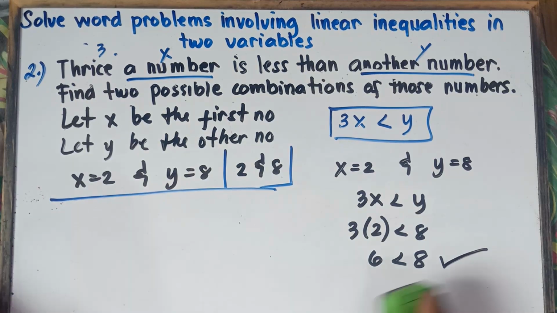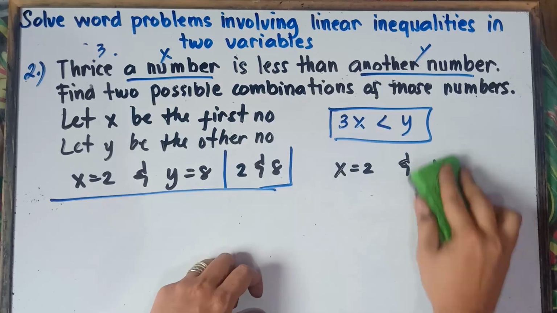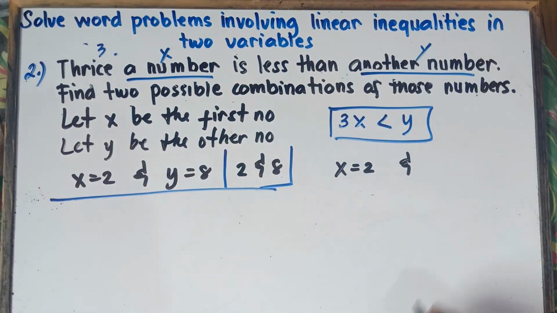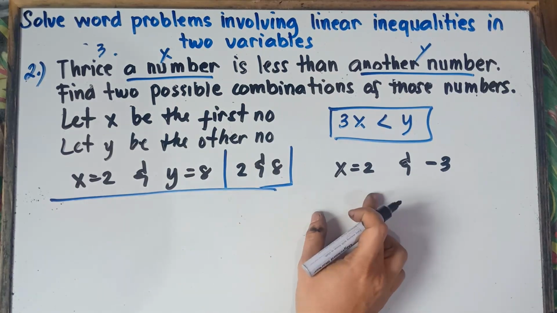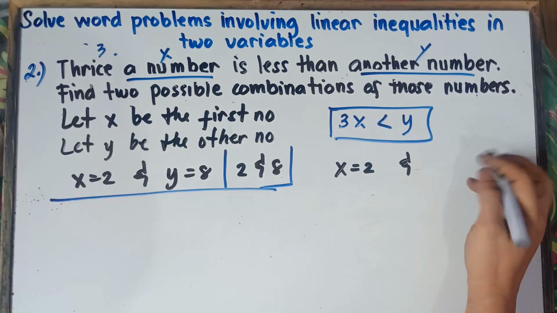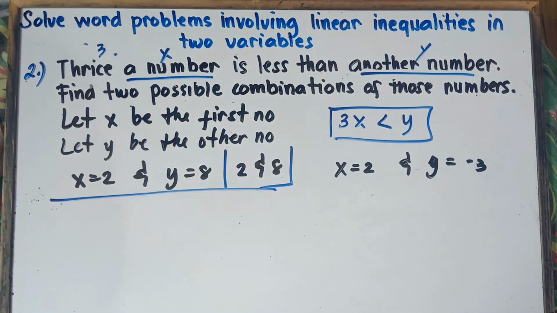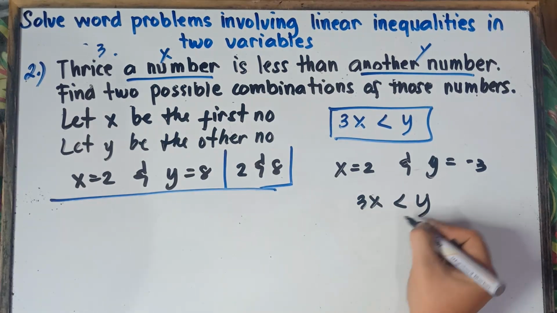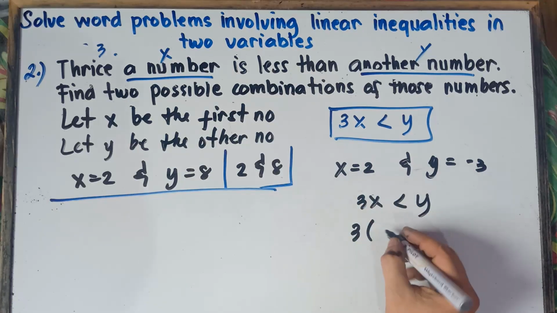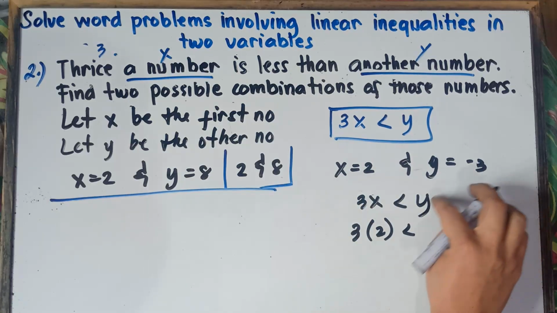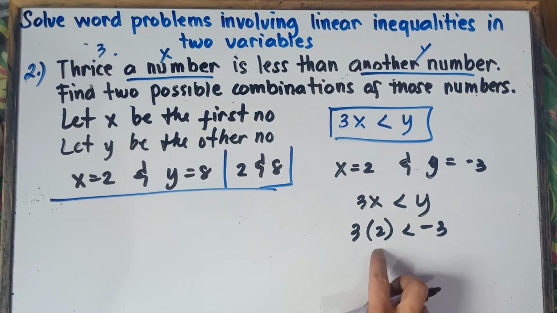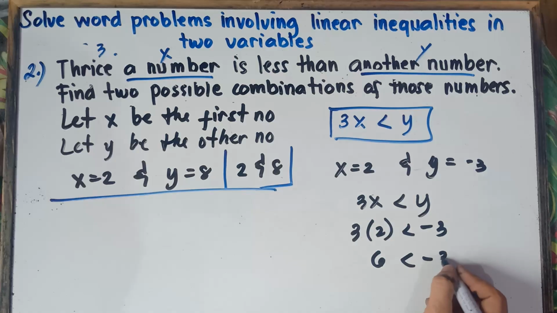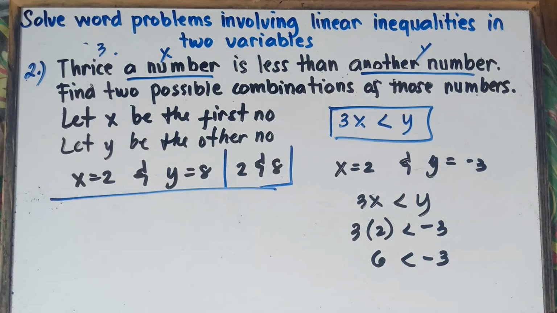Let's try another example, class. What if we say we have positive 2 and then negative 3? Let's check that one out, class. X is positive 2 and then y is negative 3. Alright, so substitute the value of x and y. So 3x is less than y. So 3 times the value of x, that would be 2, is less than y, the value of y, that would be negative 3. 3 times 2, that would be 6, is less than negative 3. Is 6 less than negative 3? Nope, 6 is not less than negative 3.